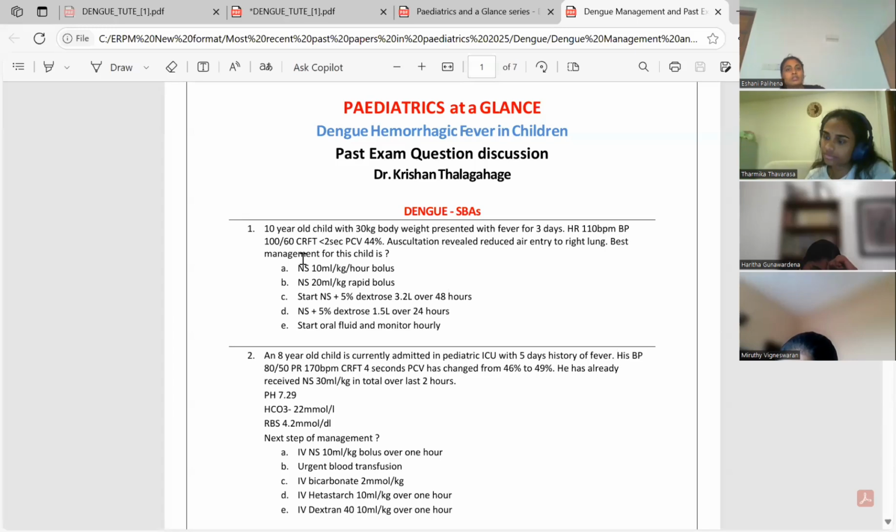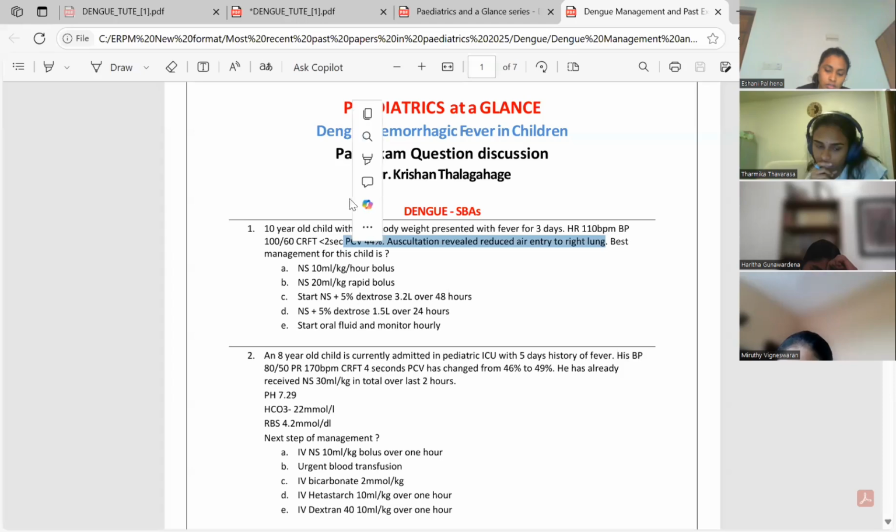Does everyone understand that this child is in critical phase? Reduced air entry means critical phase, right? Hematocrit is also high. Now the next thing to think about in the MCQ is, has he gone into shock? No, he has not gone into shock because the blood pressure is normal, pulse pressure is also normal, right?